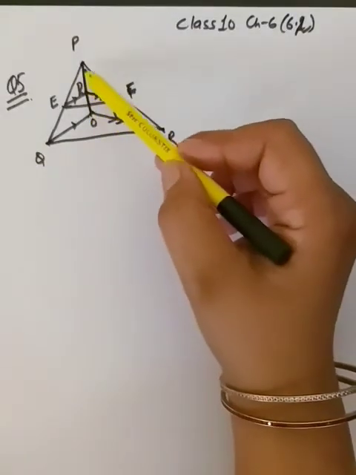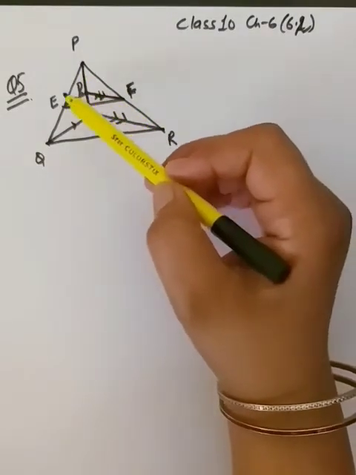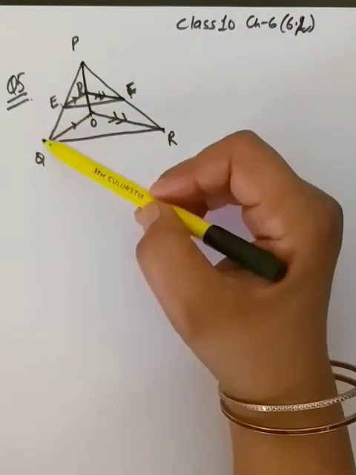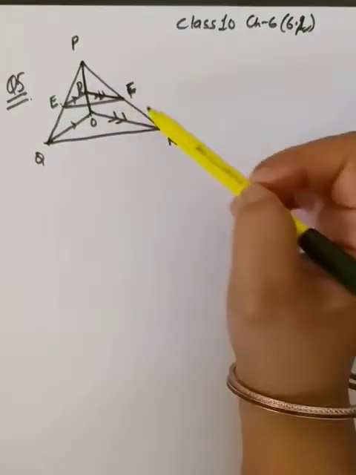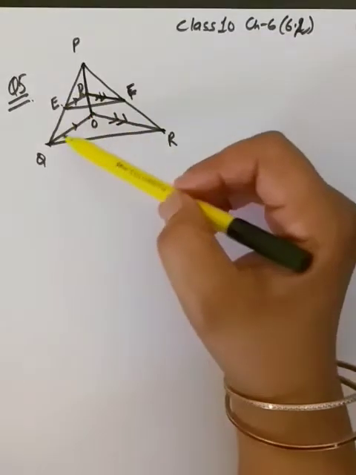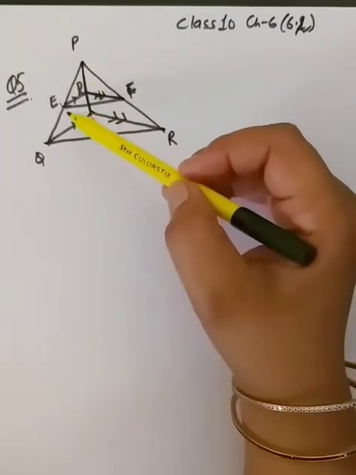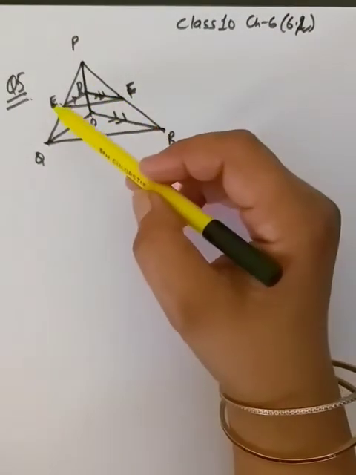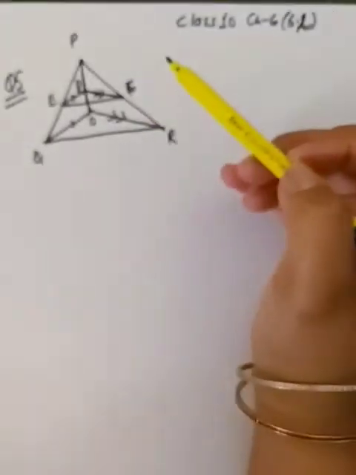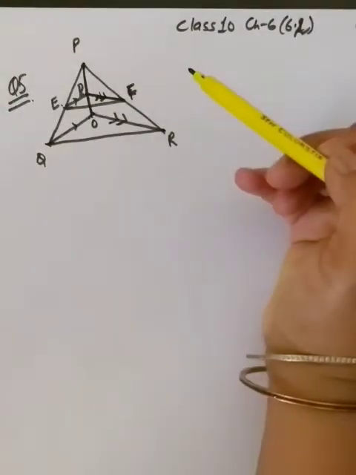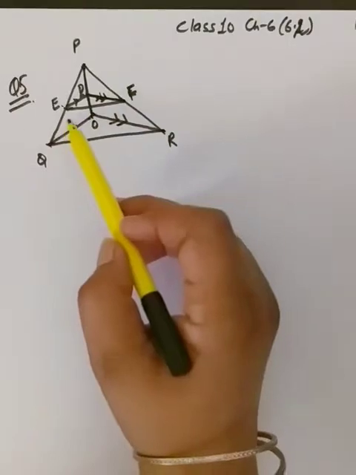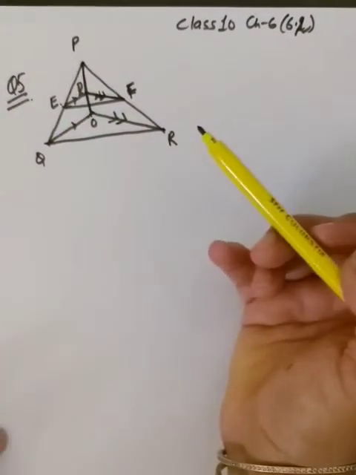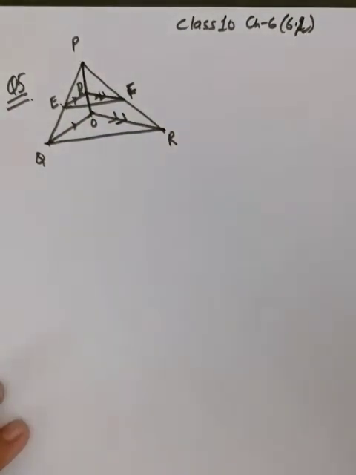But this one ratio is same in both of the equations. Again we will get PE by EQ is equal to PF by FR. So from triangle PQR we get that EF divides the sides PQ and PR in same ratio. So therefore by converse of BPT, EF will be parallel to QR. Let us start the proof now.